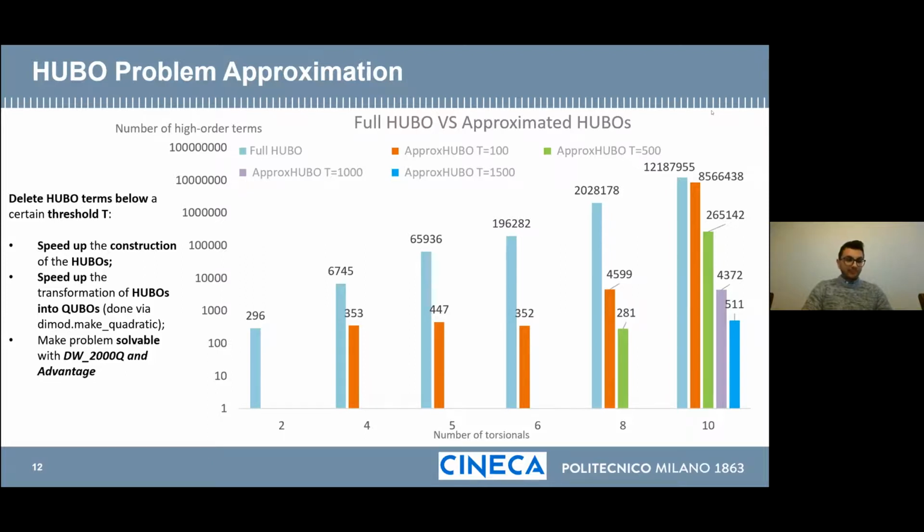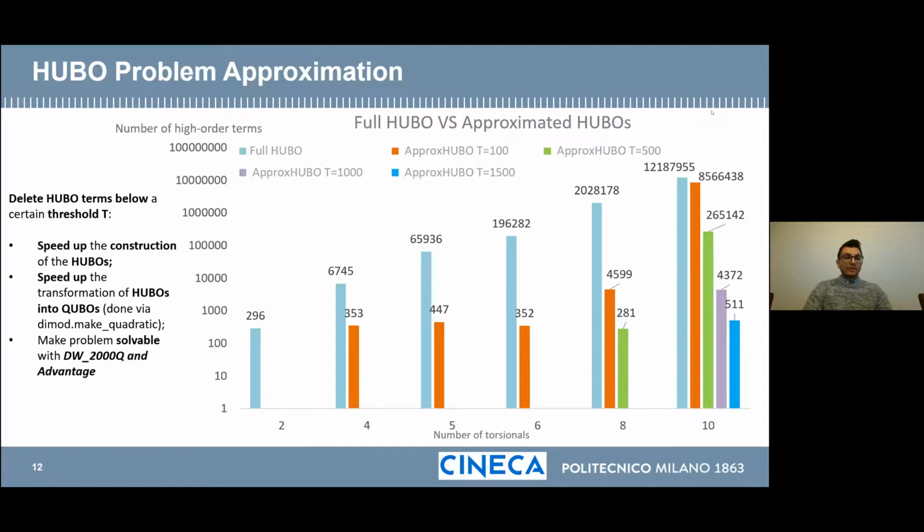Okay, we had to face a lot of problems to achieve actually the implementation on real quantum annealers. But a way to overcome this problem is to apply some approximation on the HUBO. We deleted the terms that had the coefficient under a certain threshold, and this allowed to speed up the construction of the HUBOs, to transform the HUBOs into QUBOs, and this was done thanks to the function make quadratic from the D-wave libraries. And this made the problem solvable on D-Wave 2000Q and Advantage.